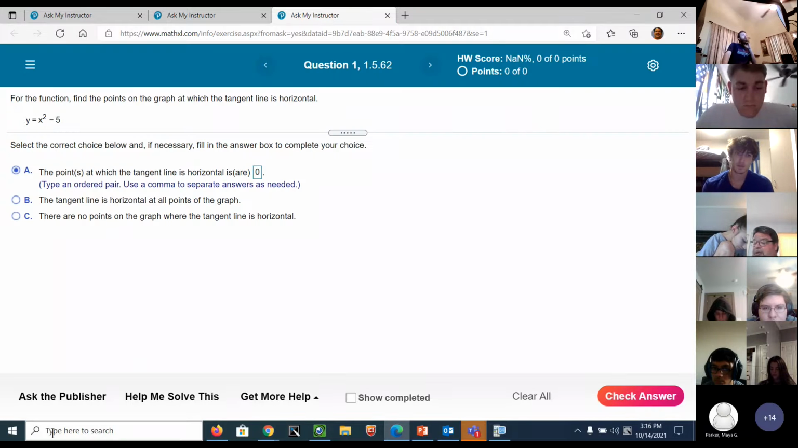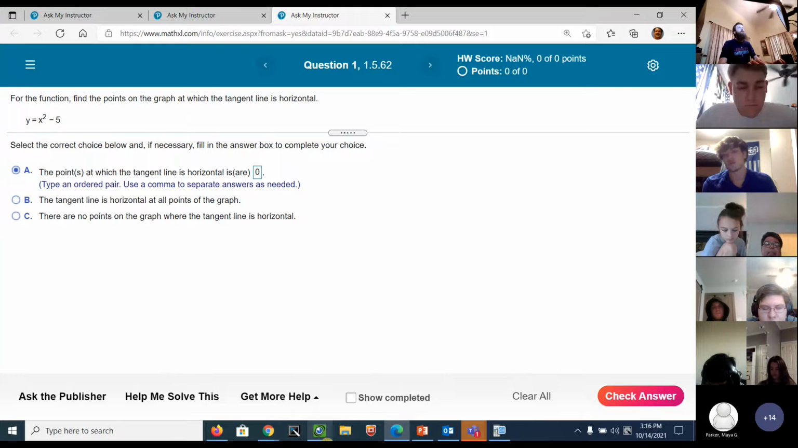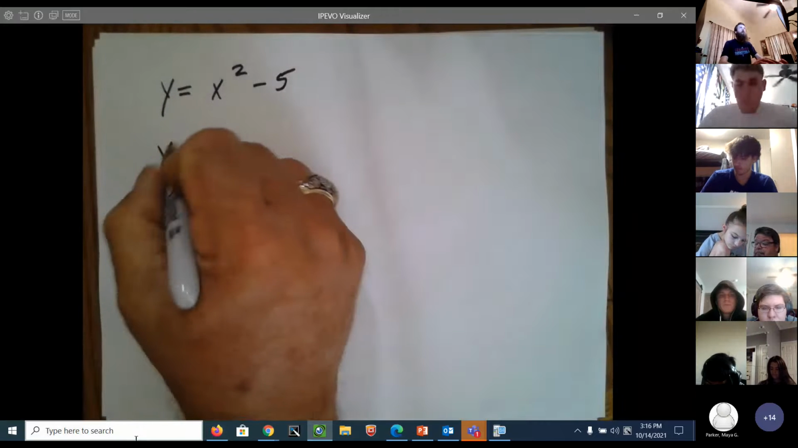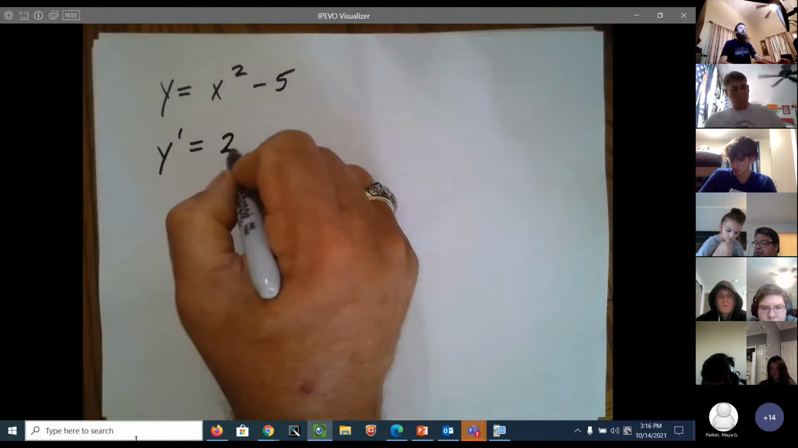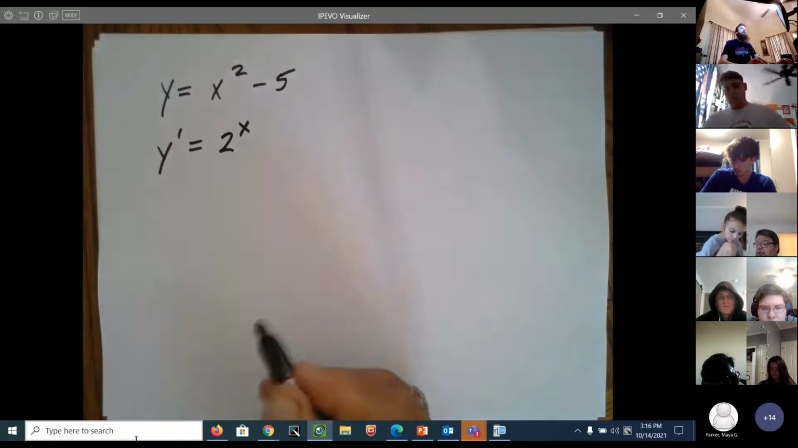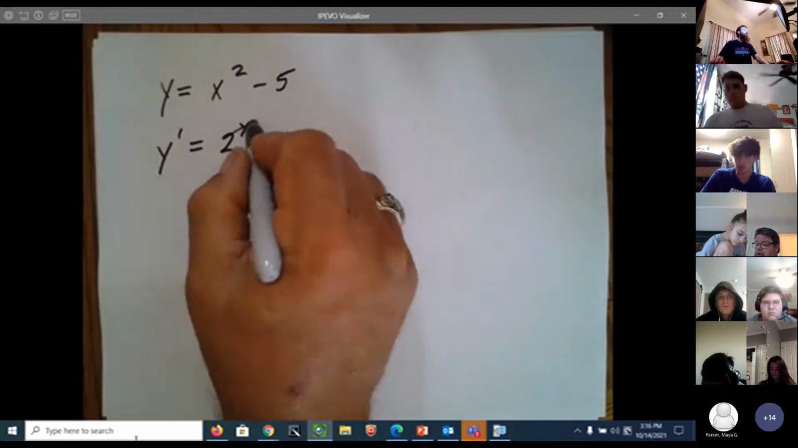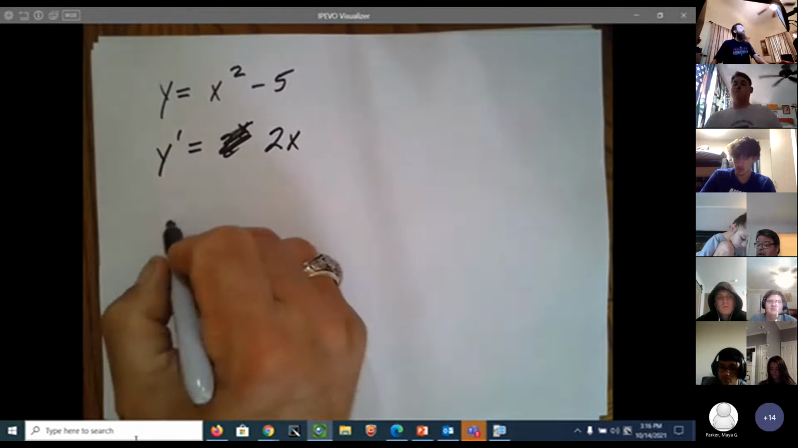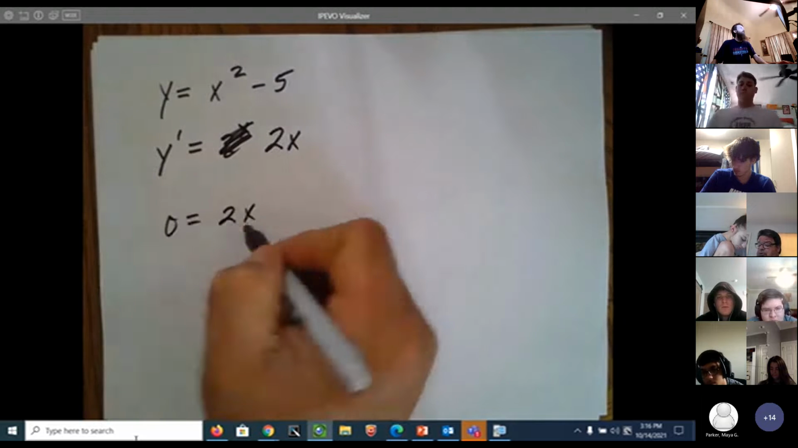Same thing. Y is equal to x squared minus 5. I'll do this one since it's shorter, and do the whole thing. So y prime is equal to 2x. I'm sorry, not 2 to the x. 2x. And 0 is equal to 2x.